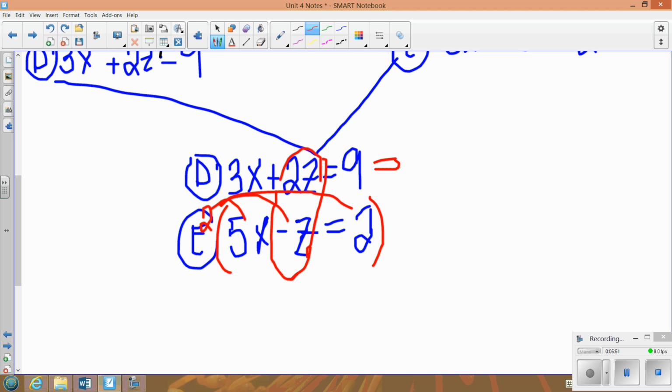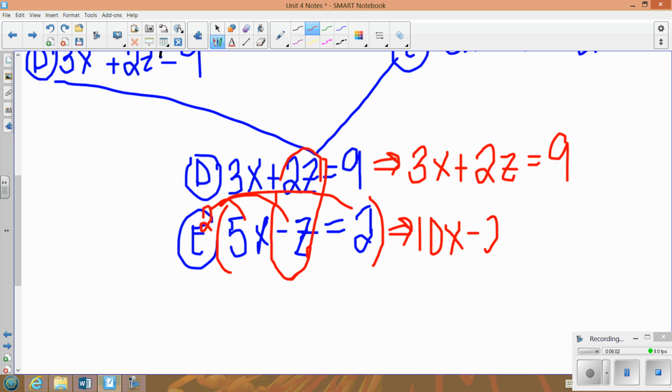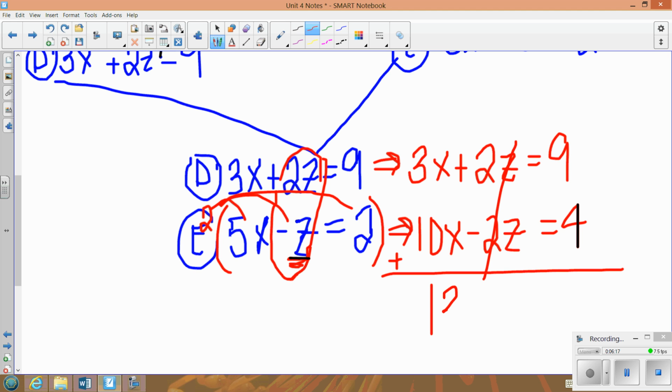So up top, I'm going to leave my equation as 3x plus 2z equals 9. And then below here, I have 10x minus 2z equals 4. And again, I chose to multiply by 2 because I needed this z to become -2 so that it'll cancel out with the z up top. So the z's are going to cancel, and I have 13x equals 13.